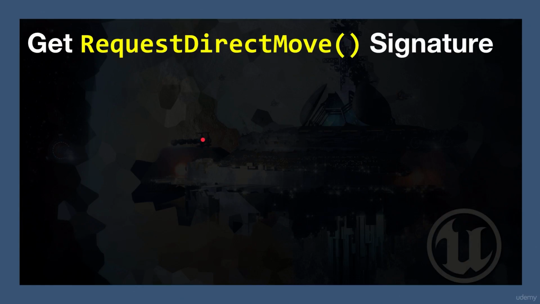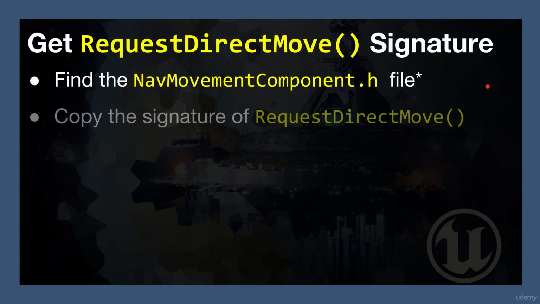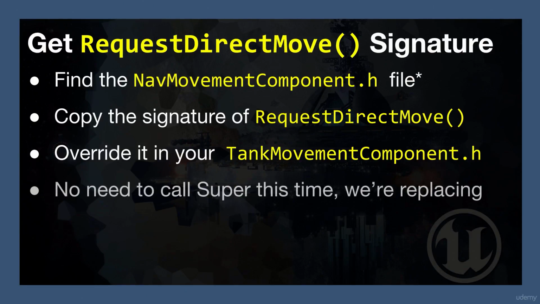So you're diving into the engine code. Get the request direct move signature. Find the nav movement component.header file. Copy the signature of request direct move, override it in your tank movement component.h, just like we override begin play, but there's no need to call super this time because we're completely replacing the functionality as to what we do when we move.